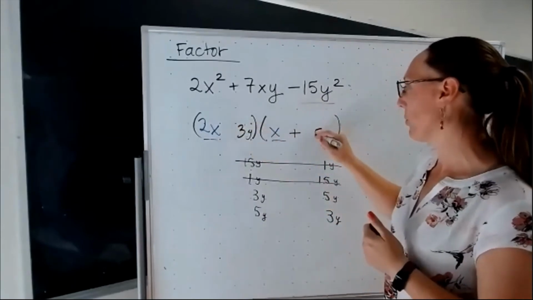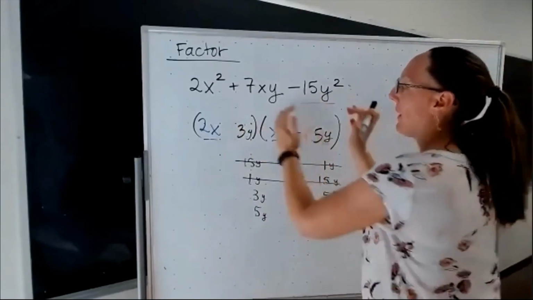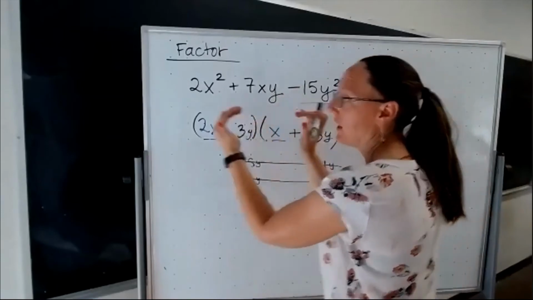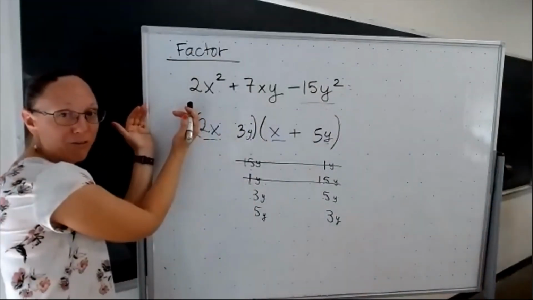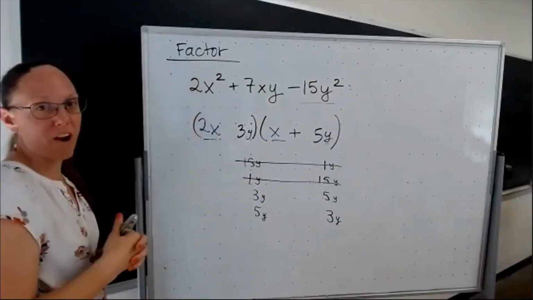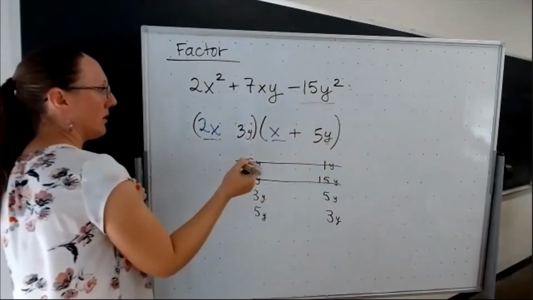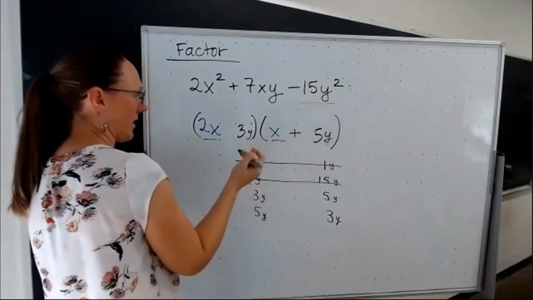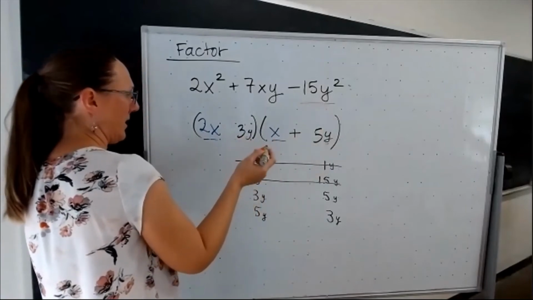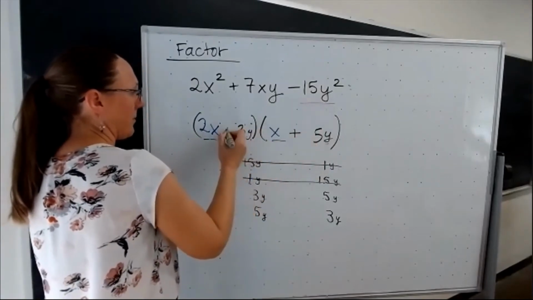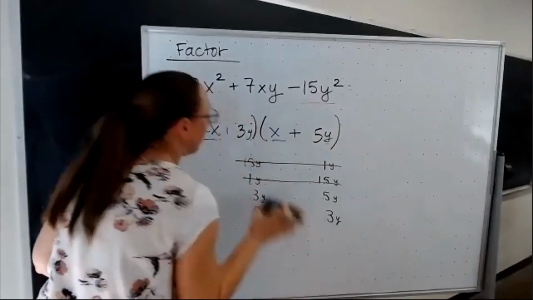Now, which order you put them in, meaning you could pick up this entire piece and put it in front, that would be fine, but you can't just switch the numbers up. And what did this have to be? That had to be negative.